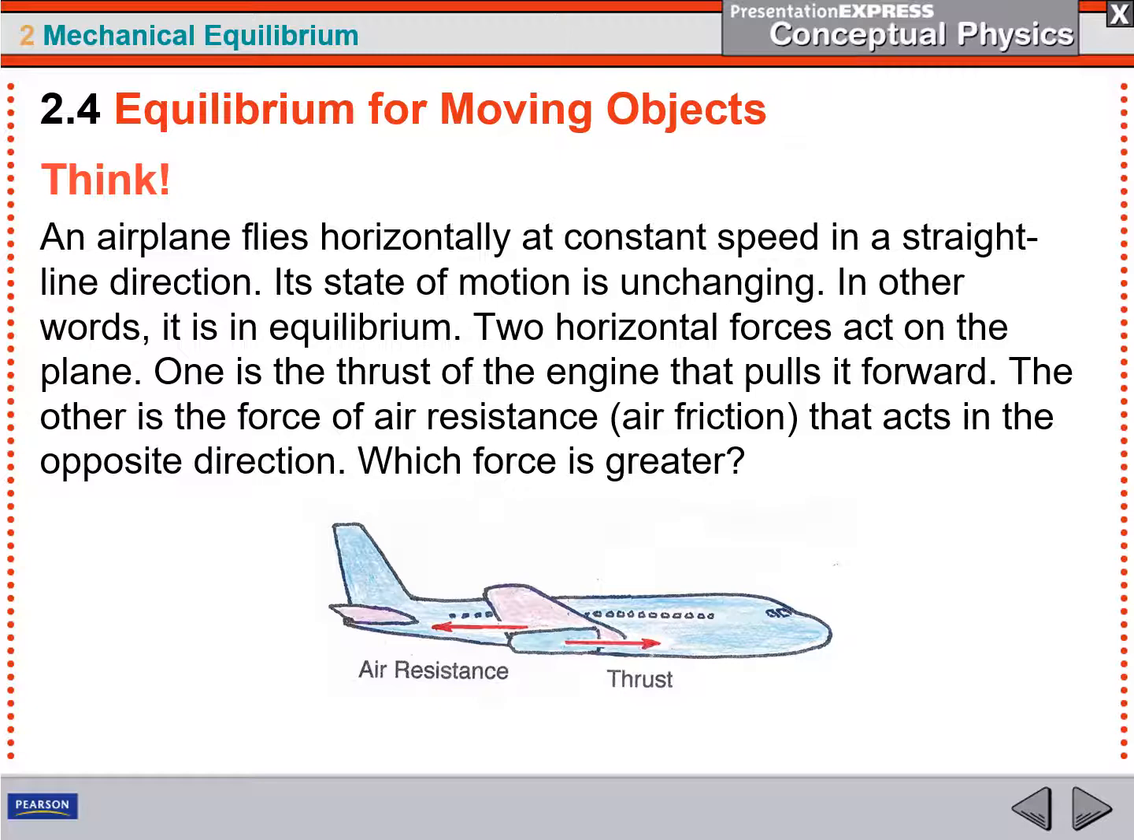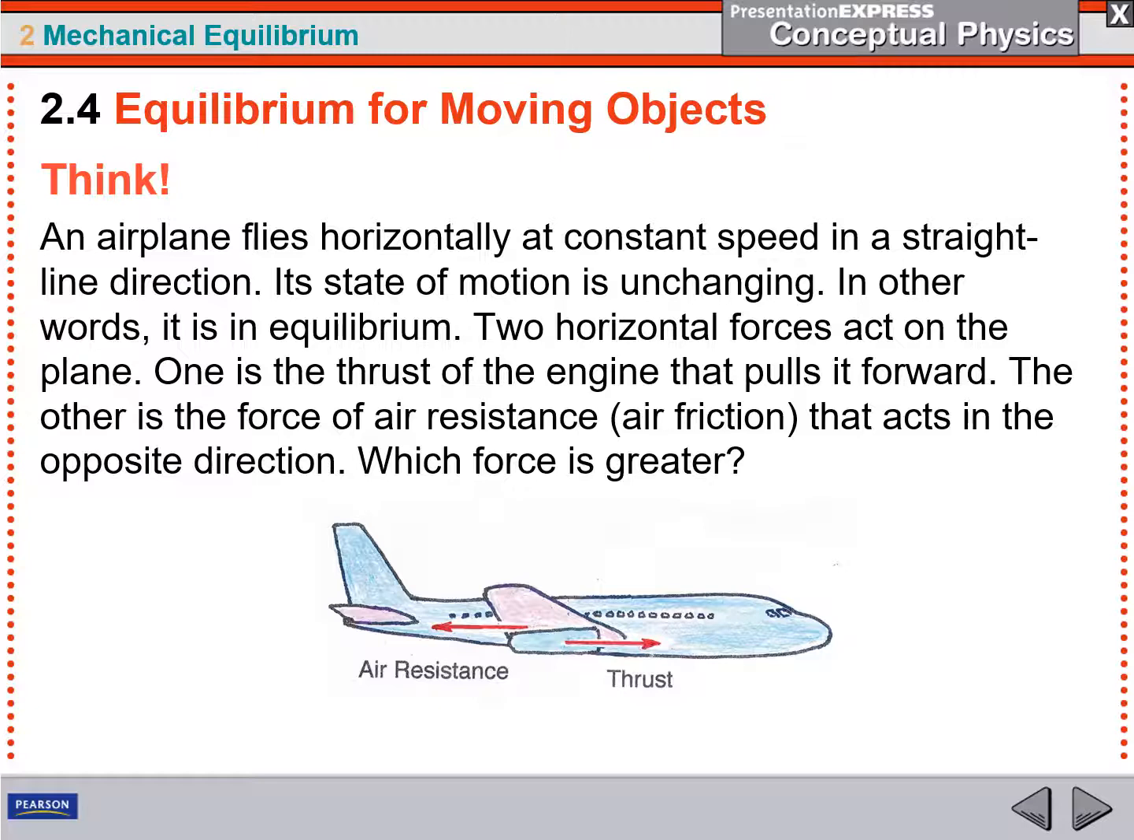Two horizontal forces are acting on the plane. One is the thrust of the engine that pulls it forward. The other is the force of air resistance, or air friction, that acts in the opposite direction. Which of these forces is greater?